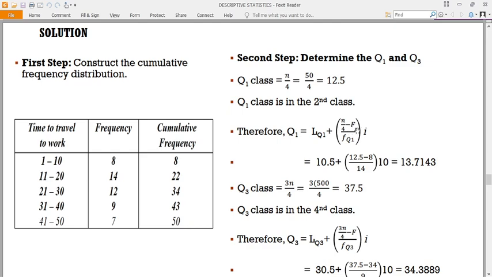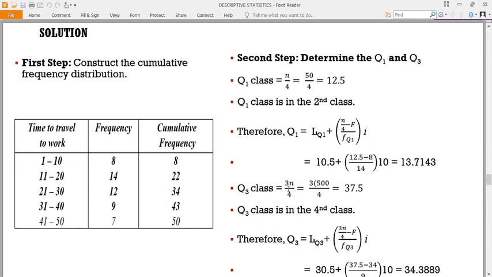Then the cumulative frequency before that quartile. The lower quartile was 22, meaning the cumulative frequency before is 8. That's why we have 8. Then the frequency within is 14. So that gives us the lower quartile.